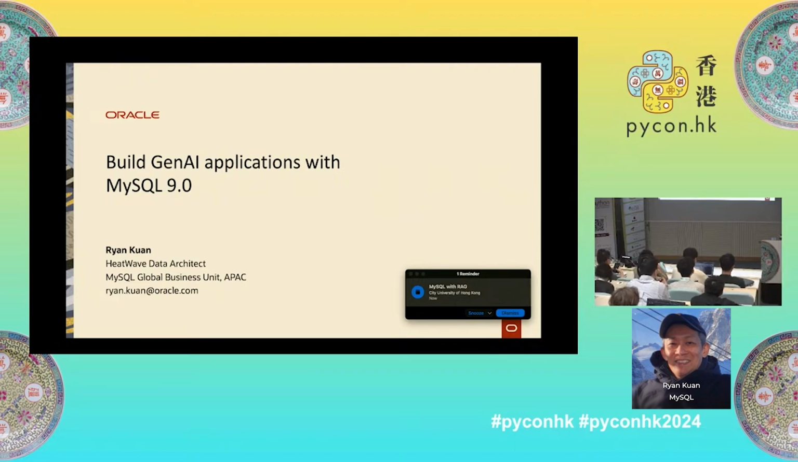Okay, so when I was first asked to submit a topic for this event, it was a no-brainer, right? Gen AI is the topic that I want to talk about. So today I'm going to focus on how you can use MySQL 9.0, our latest version, to develop a Gen AI application.